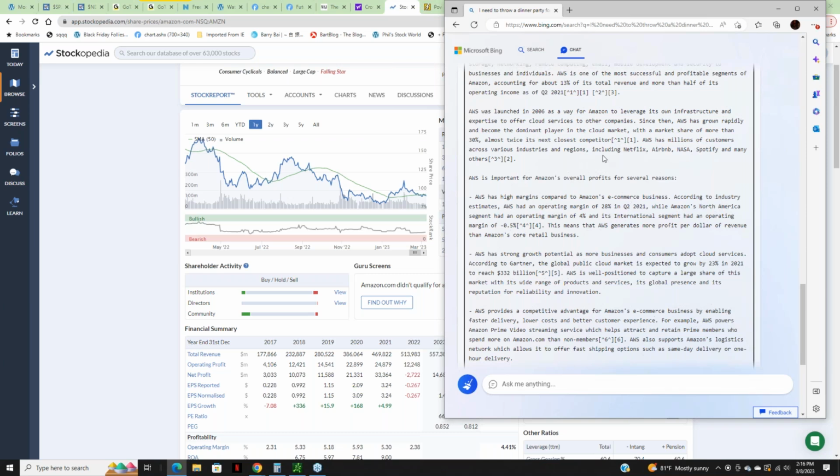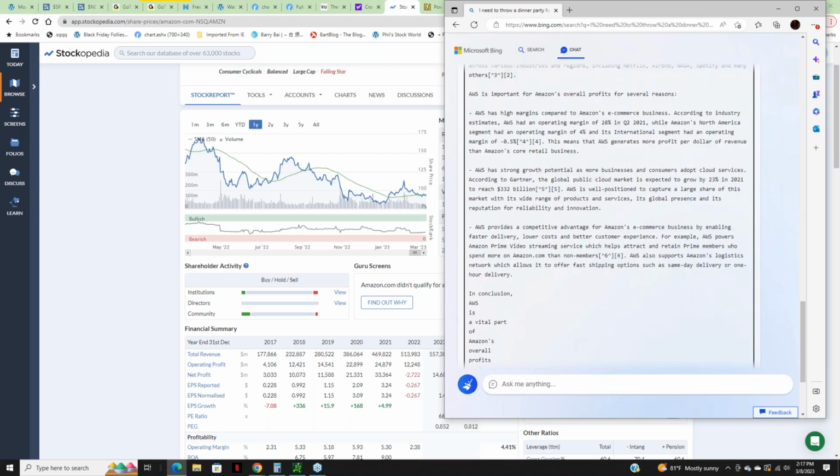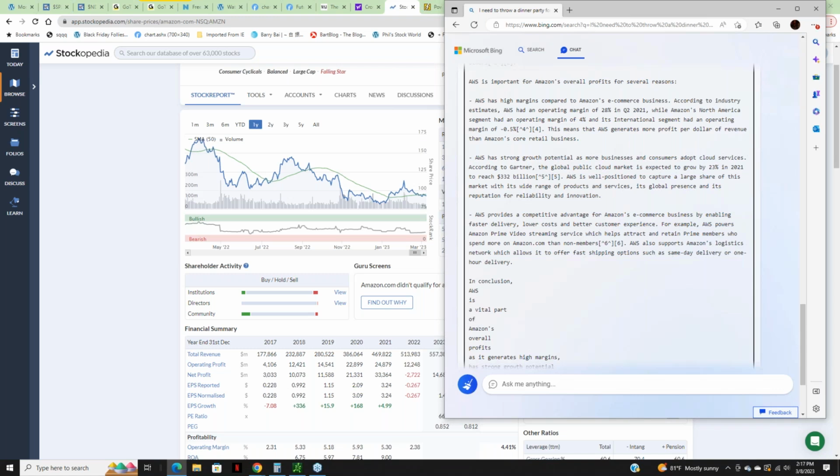AWS was launched in 2006 as a way for Amazon to leverage its own infrastructure and expertise to offer cloud services. Since then, growing rapidly, dominant player, more than 30%. Okay, big problem. When you're more than 30%, you're not going to grow that much. So if Amazon keeps growing their top line and doesn't grow AWS, their profits are going to go down as a percentage of sales. And even if you're growing, if your profits are falling as a percentage of sales, that's not good. AWS has much higher margins. According to industry estimates, they have an operating margin of 28%. Amazon's North America segment has an operating margin of 4%.